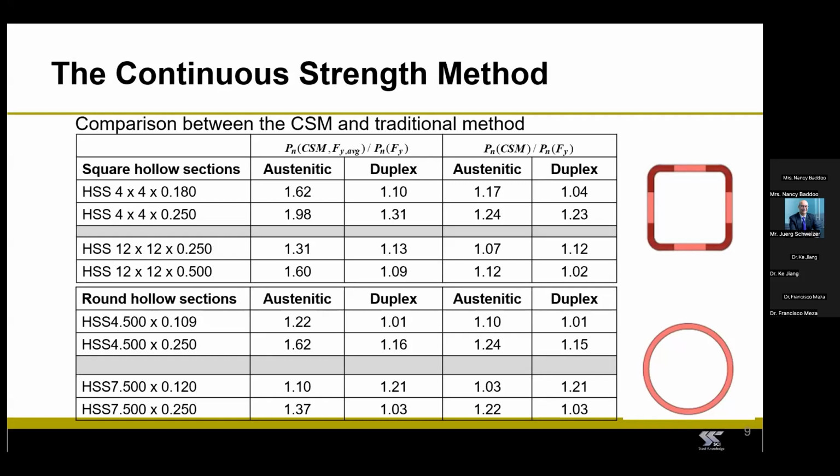So just so you are aware, all the cross-sectional dimensions that are shown in this table are given in inches. And if you look at the table carefully, you will see that you don't always achieve a larger resistance when using the CSM compared to the traditional method. The increase in resistance is only achieved for cross-sections that are compact. So this type of cross-section can develop strength hardening.